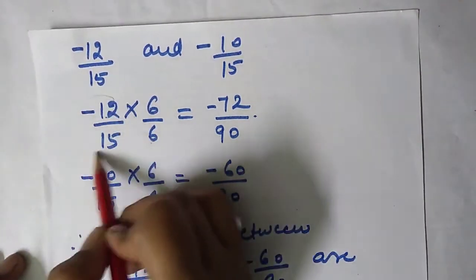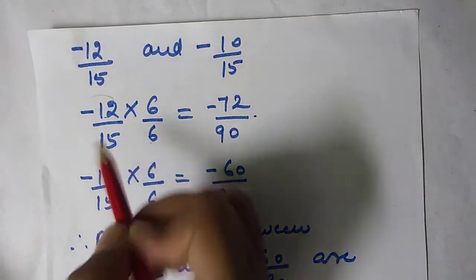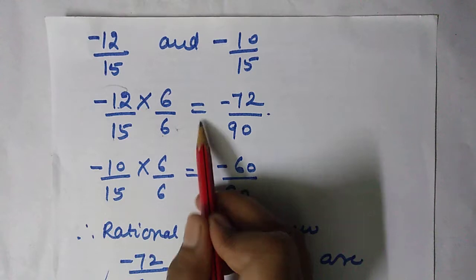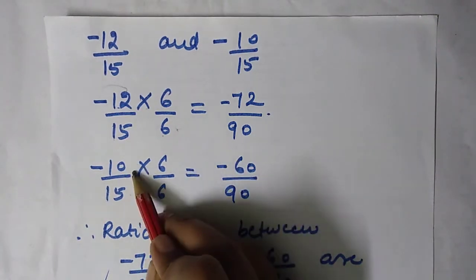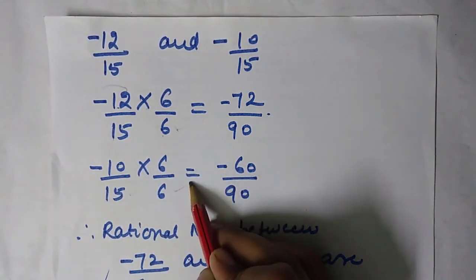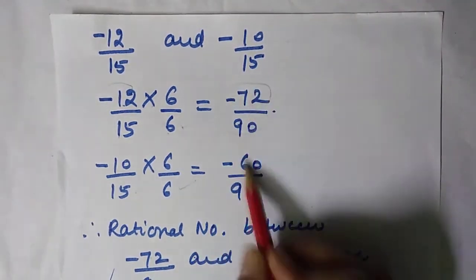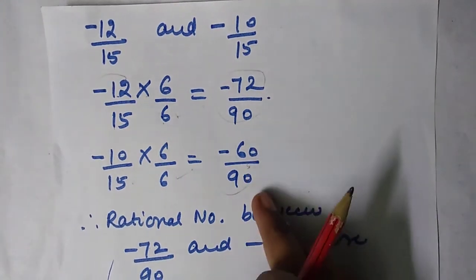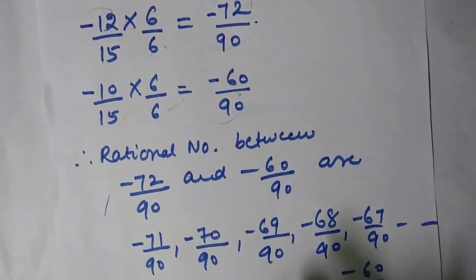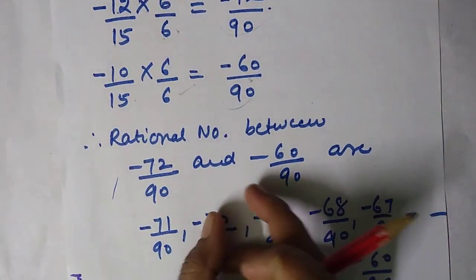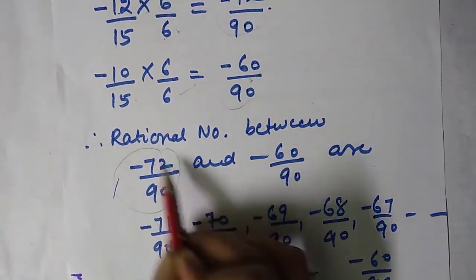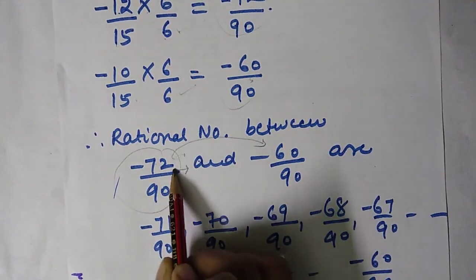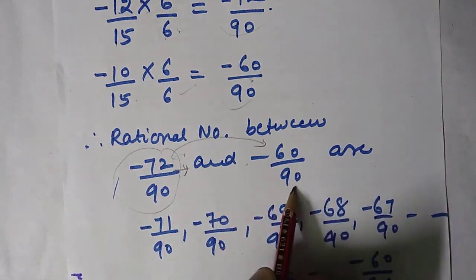So the first fraction, that is minus 12 by 15, I will multiply the numerator and denominator by 6. Same for the second fraction, I will multiply the numerator and denominator by 6. So I will get this and this, that is minus 72 by 90 and minus 60 by 90. So I have to write the rational numbers that are lying in between them. From here I have to start and I have to reach here. So I will write these numbers in increasing order to reach this number.